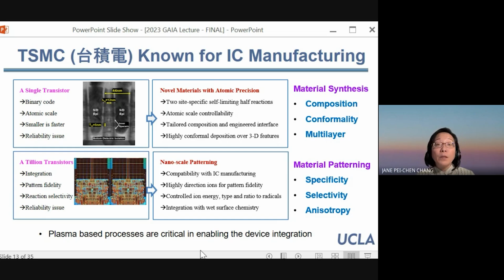In the area of material patterning, we're going to talk about how we control the chemistry and the directionality of these reactions so that we can be very specific, very selective, and create highly anisotropic structures. Anisotropic structure is the opposite of isotropic. So this means not in all directions, but in one direction. So plasma-based processes are critical in realizing these device integration challenges.